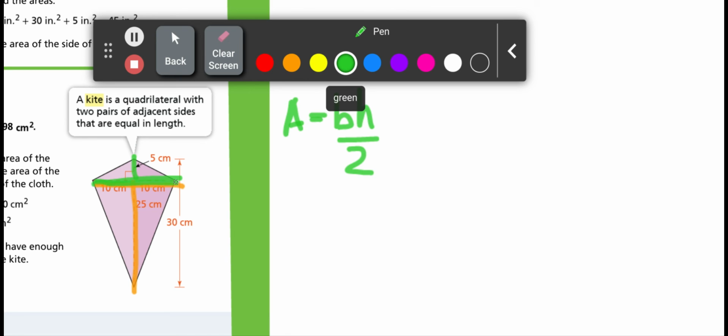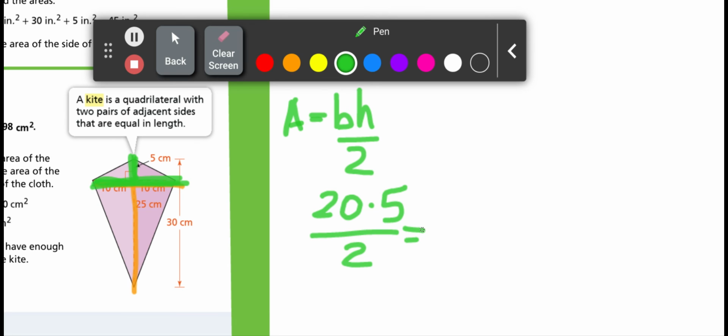So the base of my green triangle here is my 10 centimeters plus 10 centimeters. Well, 10 plus 10 is 20 times the height, which is 5. So we have 20 times 5 divided by 2. 20 times 5 is 100. Divided by 2 would be 50 centimeters squared.